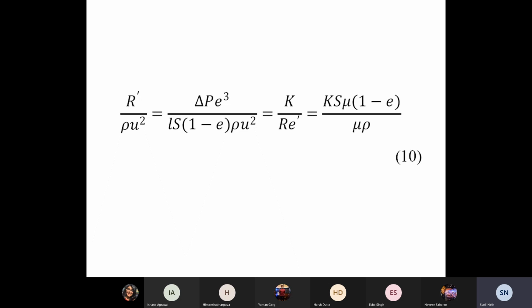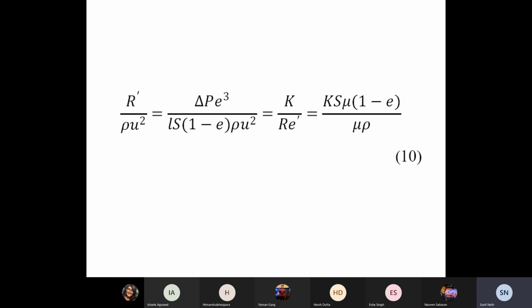So what is found is, if R prime upon rho u1 squared is plotted against Re prime, the modified Reynolds number, first of all the data for the packed bed falls more or less on a single curve, whatever be the size of the particles, whether they are solid spheres, hollow spheres, or cylinders. They almost superimpose into one curve.